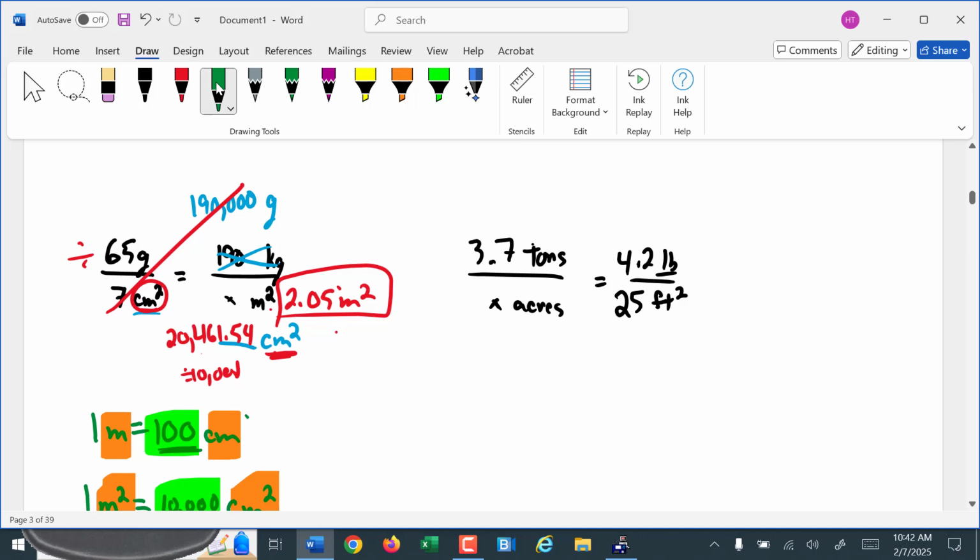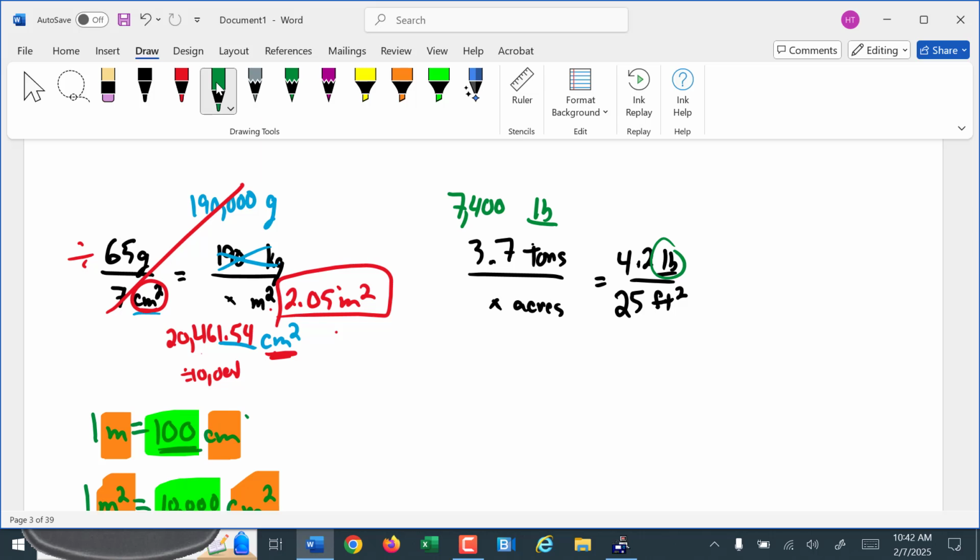So again, the smaller unit here for the top number is pounds. So I'm going to convert my tons into pounds. How many pounds in a ton? 2,000. So 2,000 times 3.7 is 7,400 pounds.